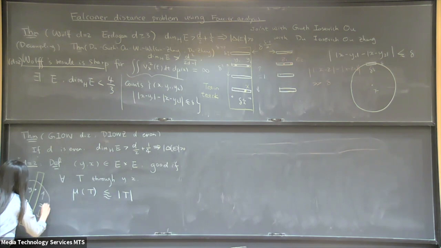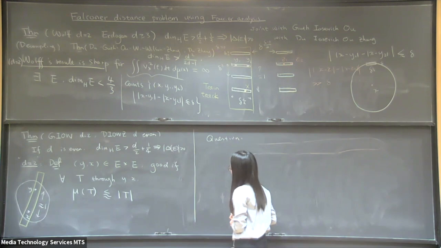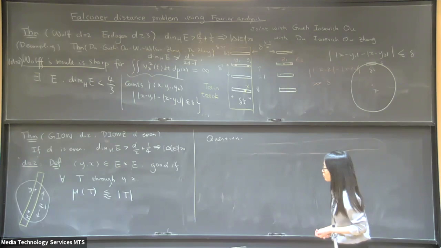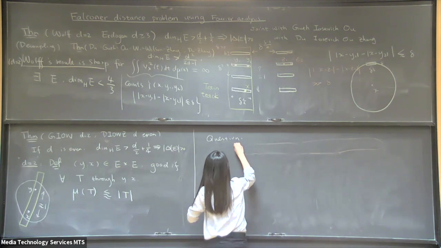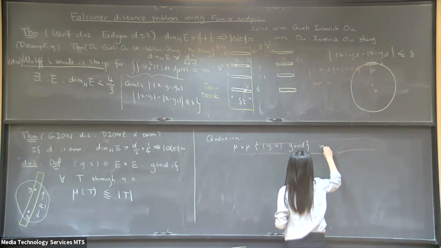There is a question. How do we know we have enough good pairs? In the train track example, it is true that we have enough by looking at this example. But in general, for any set, how do we know that good pairs has large enough mass?